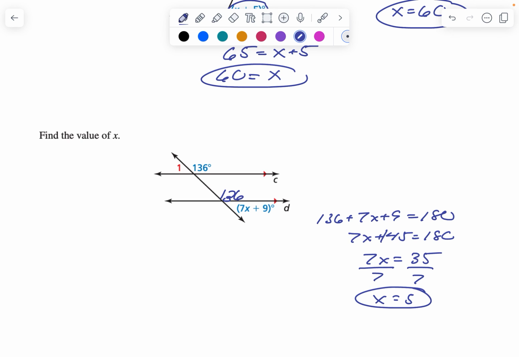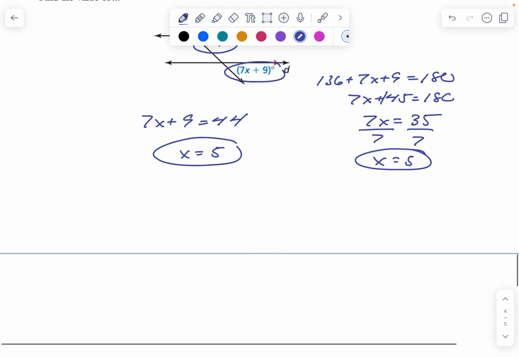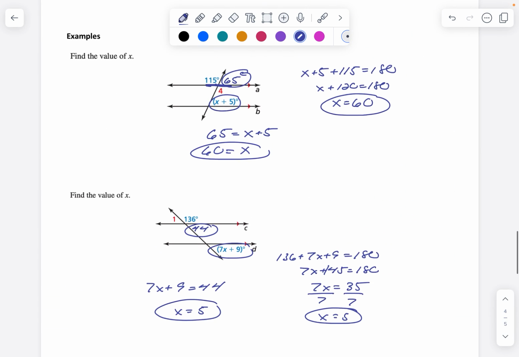Other people looked at this and said, oh, I know this is the supplementary angle. So I know that this angle would be 44. And so I know that 7x plus 9, because they're corresponding, equals 44. And if you do that, you still get x equals 5. So different ways of approaching it.